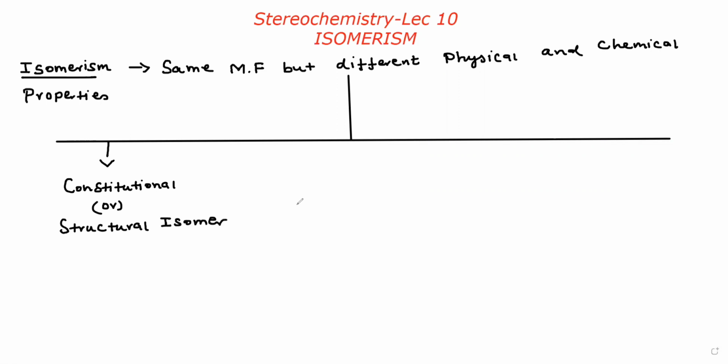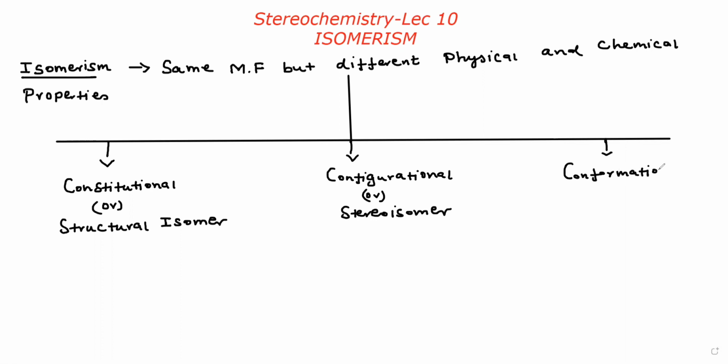And the second classification, very important, is configurational isomer, also called stereoisomer. And the third is conformational isomer.